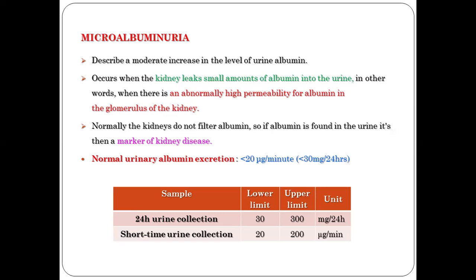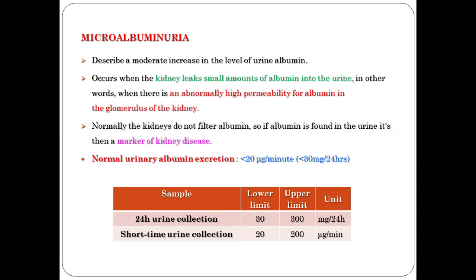So normally the kidney does not filter albumin. If albumin is found in the urine, it is a marker of kidney disease. That is the indicator of kidney disease. In the early stage, if you find it, that is the predictor. That means nephropathy is going to start there.